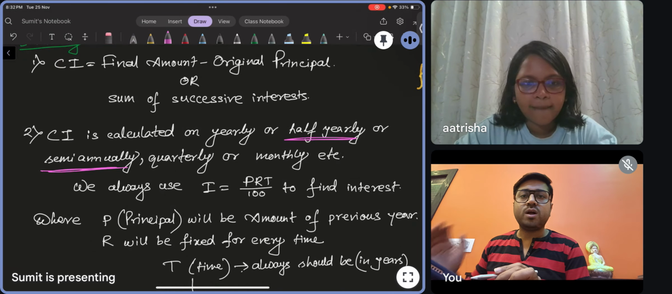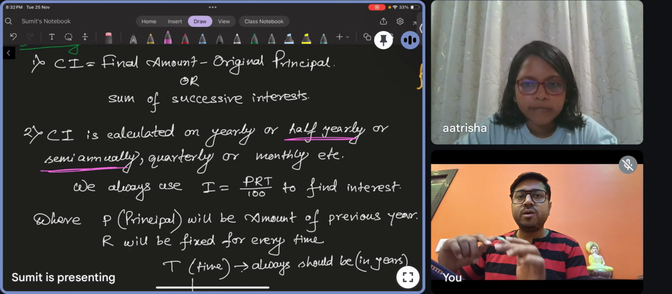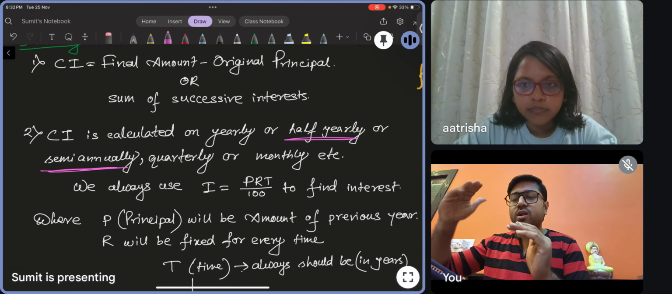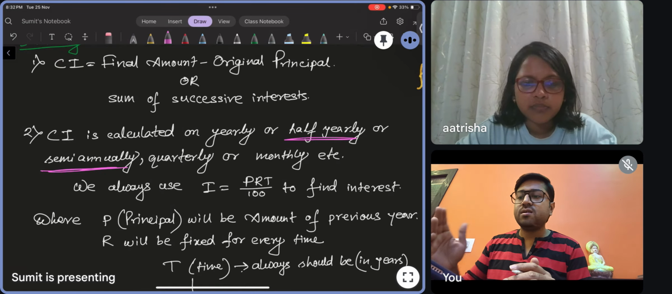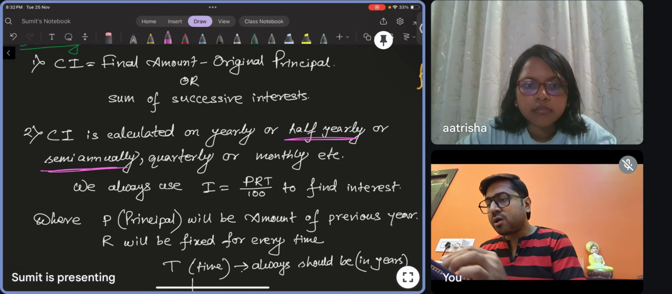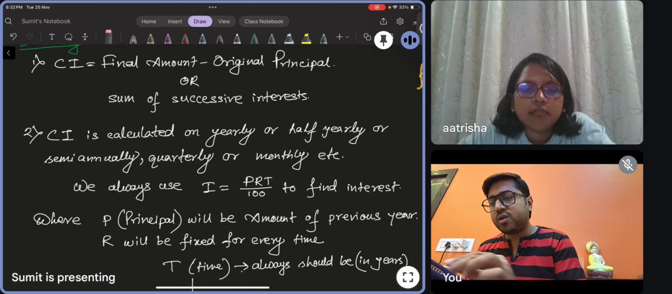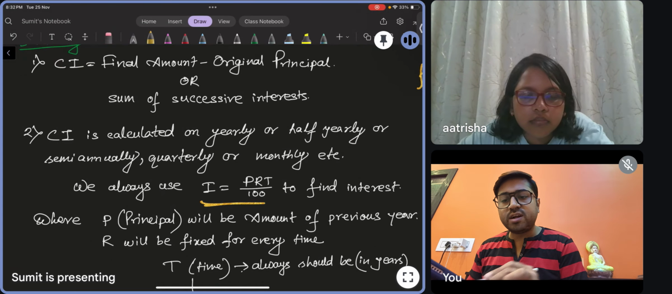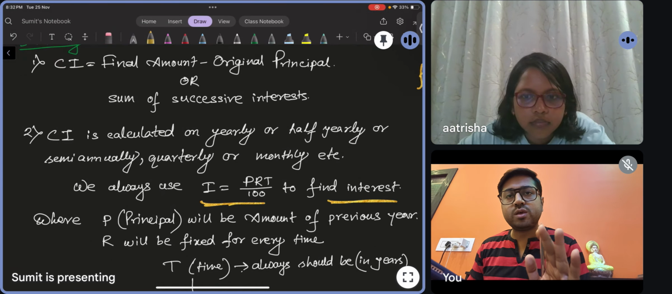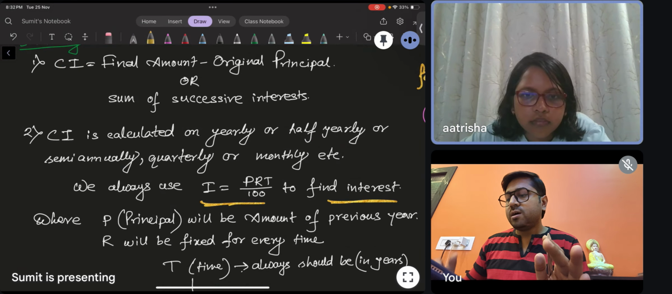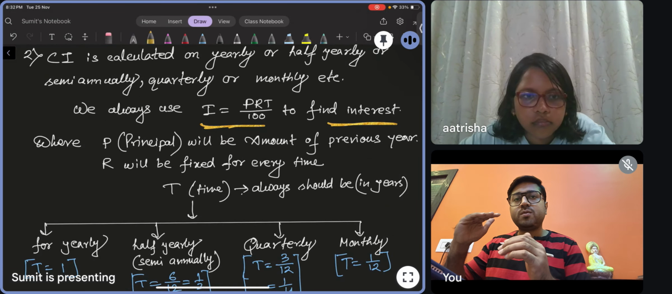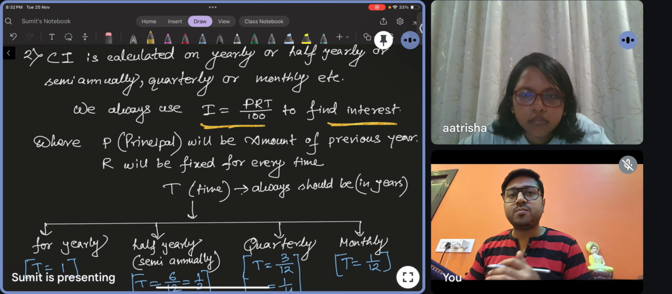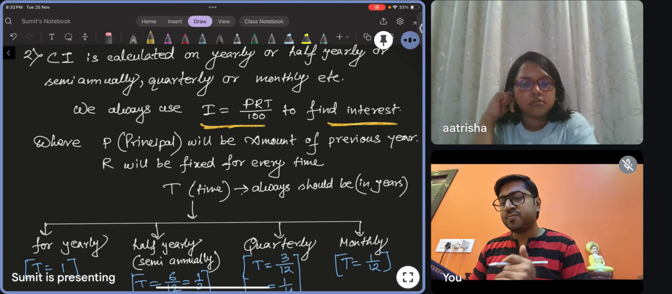Quarterly means 1 quarter, it will be 12 by 4, that means 3 months. Half yearly means 6 months, and yearly is yearly. So we always use I equal to PRT by 100 to find the interest. Always we use it. Clear? Where the principal will be the amount of the previous year. That means principal যেটা হবে সেটা always previous year এর amount টাই হবে। ঠিক আছে?